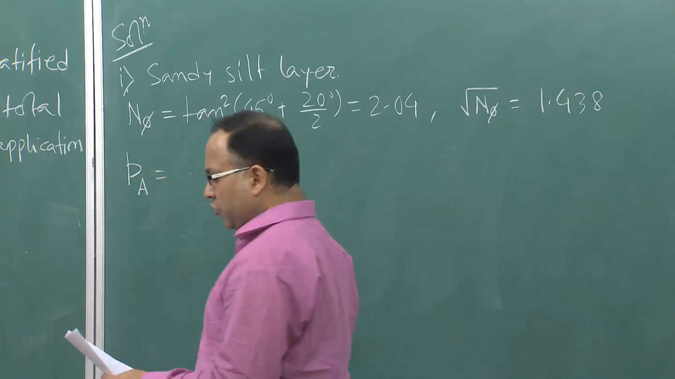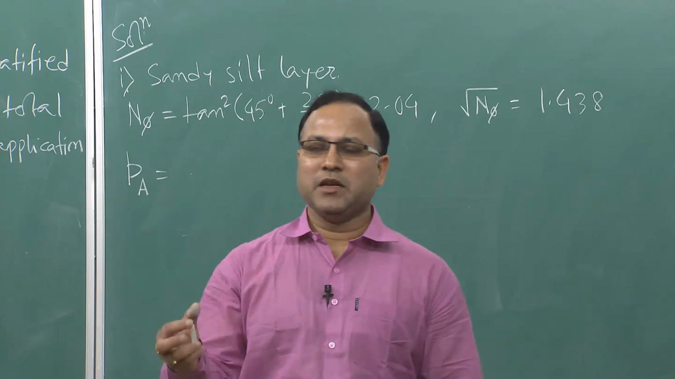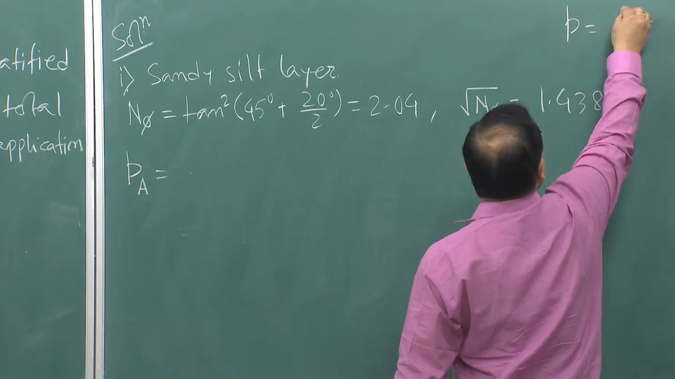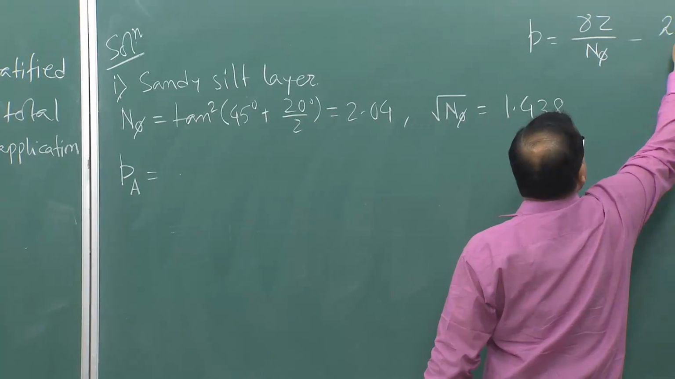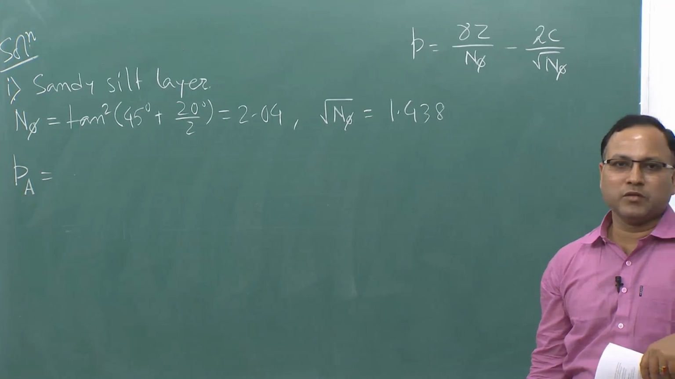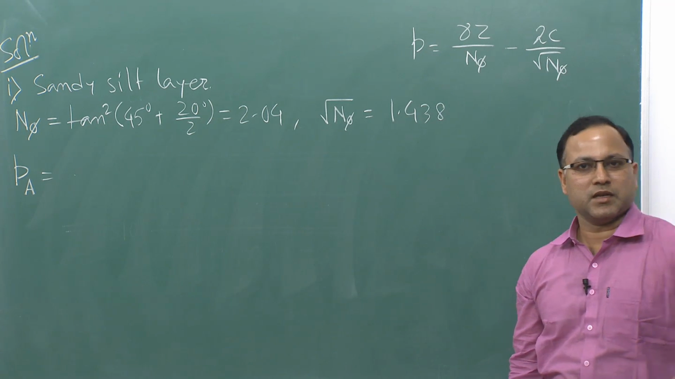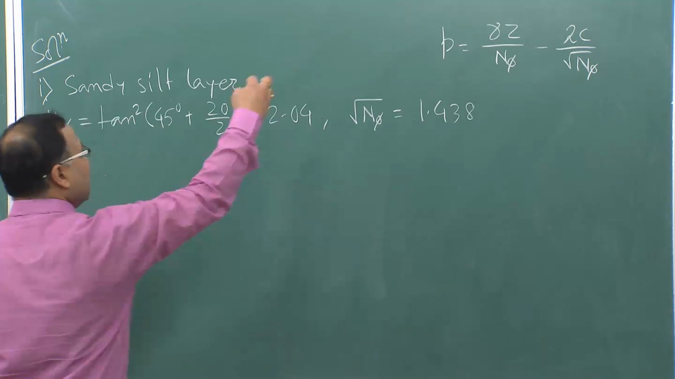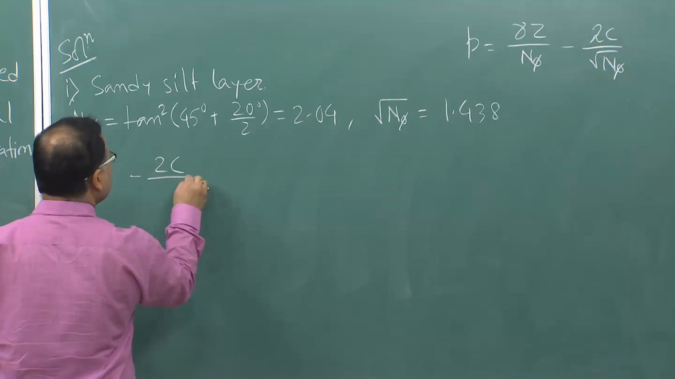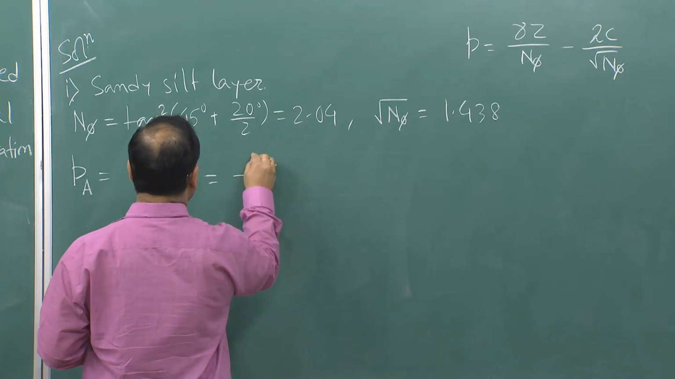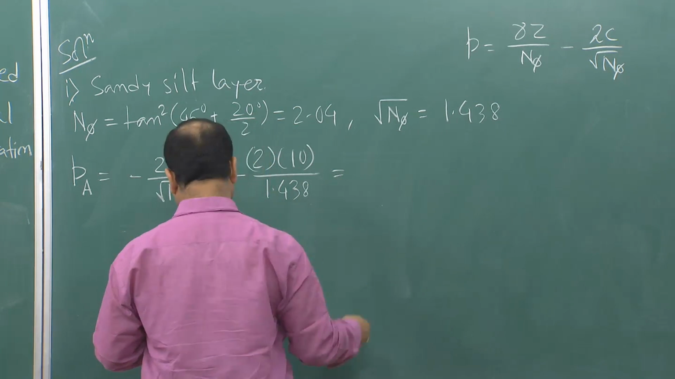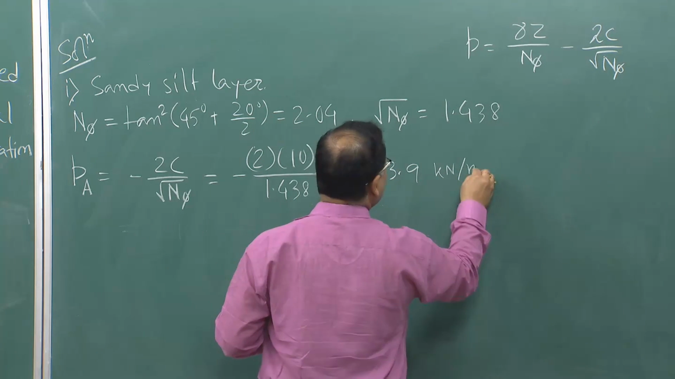PA is how do you know that? So, you know that the actual expression is gamma z by n phi minus 2c by root over n phi, right. Already you have seen this equation several times in the numerical problems we have solved in the last classes. Okay. So, PA: in this equation, when we are considering point A, z equal to 0, that means at the top of the wall. So, it will be simply minus 2c by root over n phi. If you put the values, minus 2 into c is 10 kilonewton per meter square divided by 1.438 is equal to minus 13.9 kilonewton per meter square.